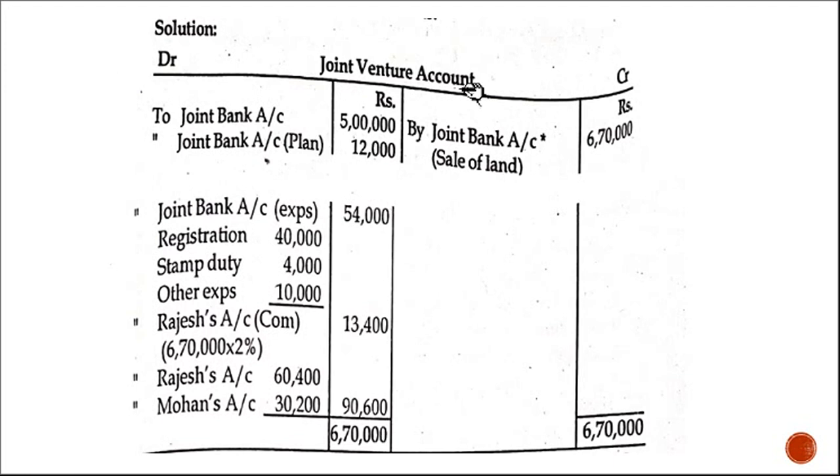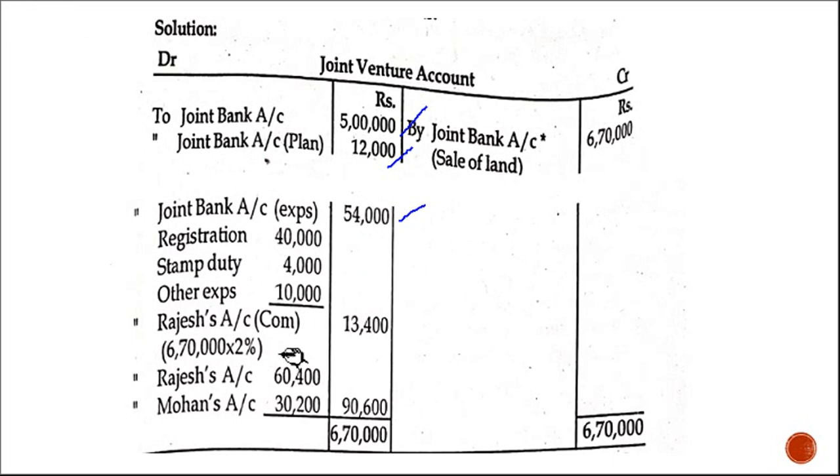Now let us prepare the joint venture account. So the first one is to joint bank account 5 lakh. You know all the expenses we write on the debit side. So 5 lakh is the purchase of land. Okay. Then to joint bank account, plan preparation fees 12,000. To joint bank account, expenses 54,000: registration, stamp duty, other expenses. Everything we have to take into consideration. So total expenses of all these are 54,000.